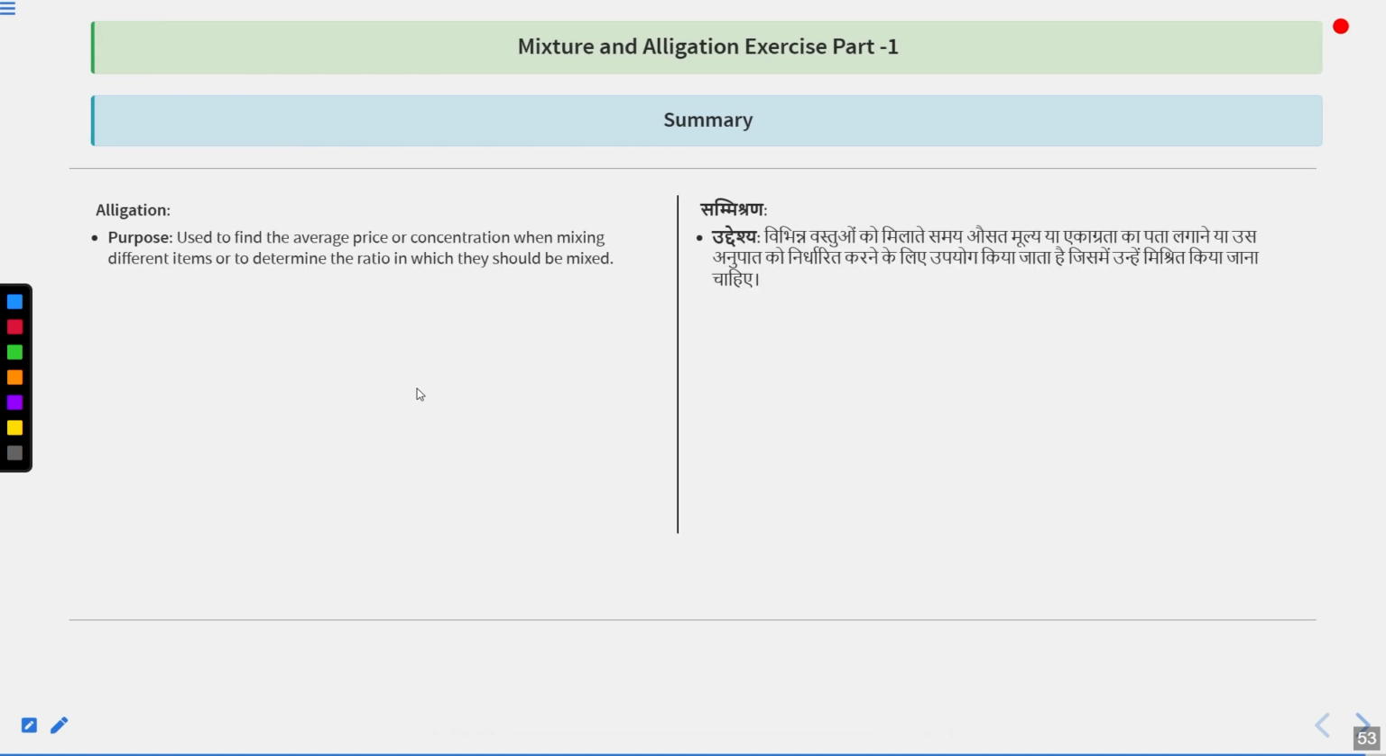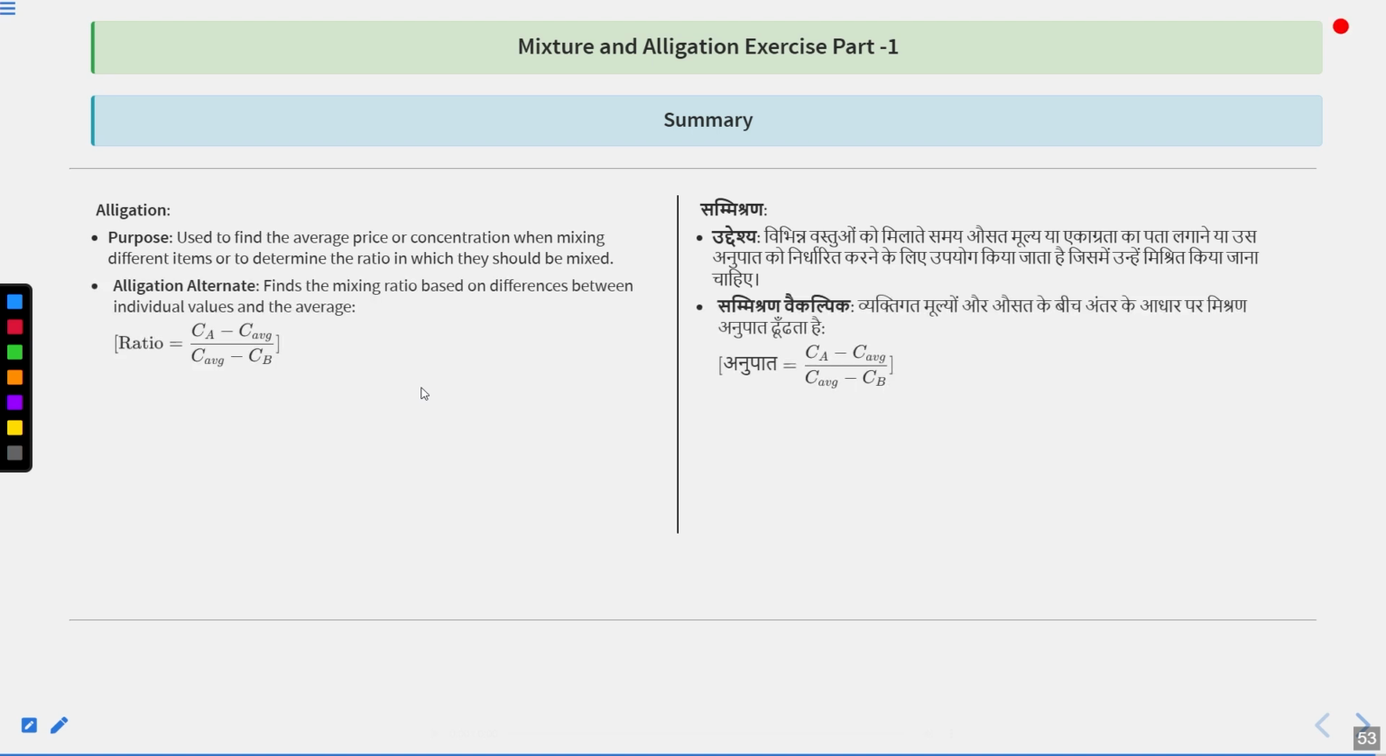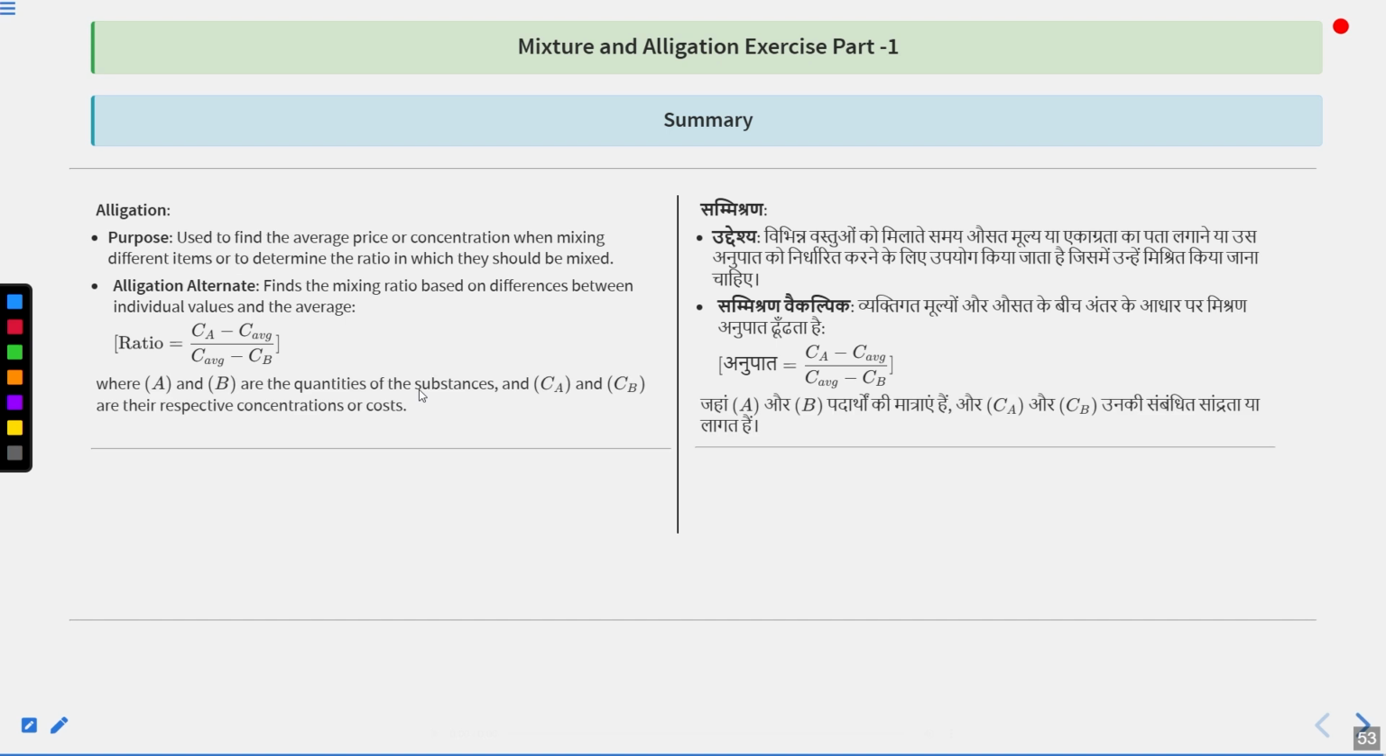Clear? In the same way, allegation: used to find the average price or concentration when mixing different items or to determine the ratio in which they should be mixed. Now the allegation alternate: find the mixing ratio based on the difference between the individual value and the average. Now the ratio becomes concentration of A, Ca minus C average upon C average minus Cb, where A and B are the quantities of the substances and Ca and Cb are the respective concentrations or costs.